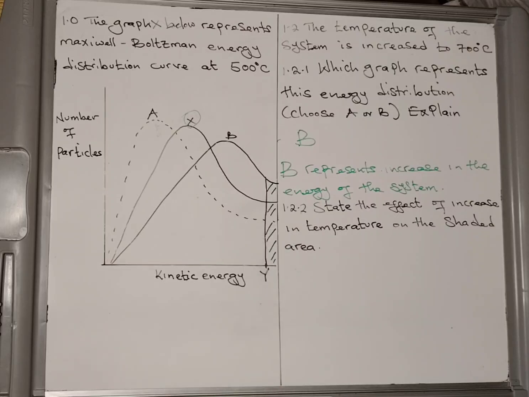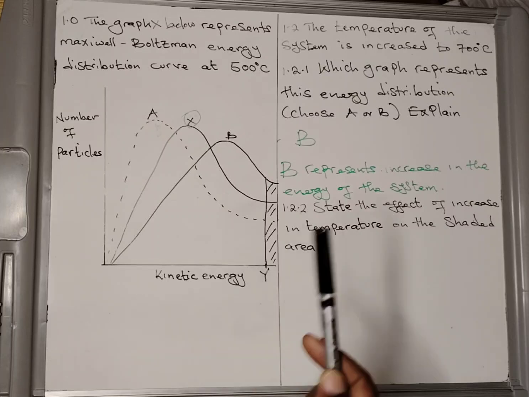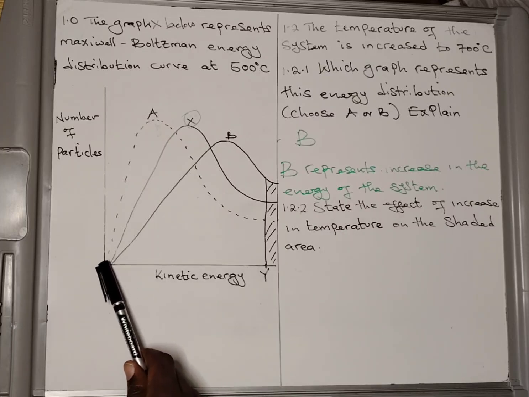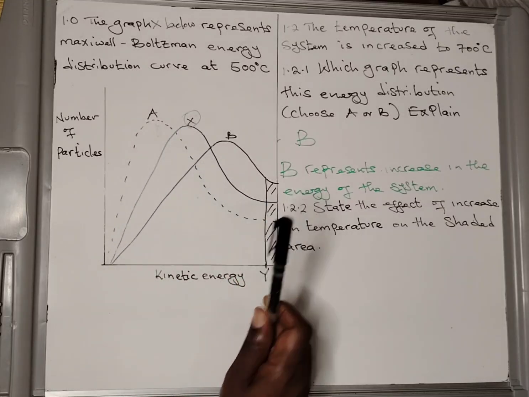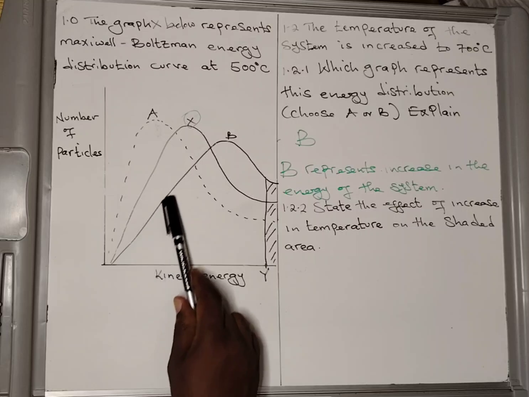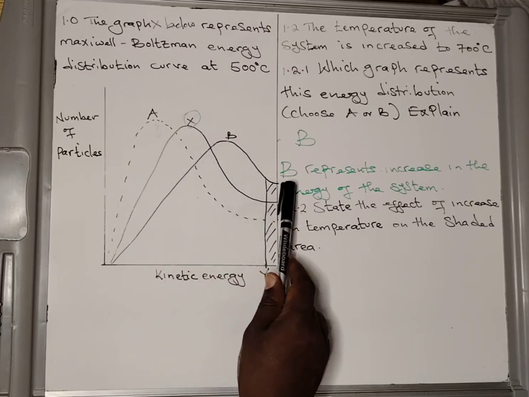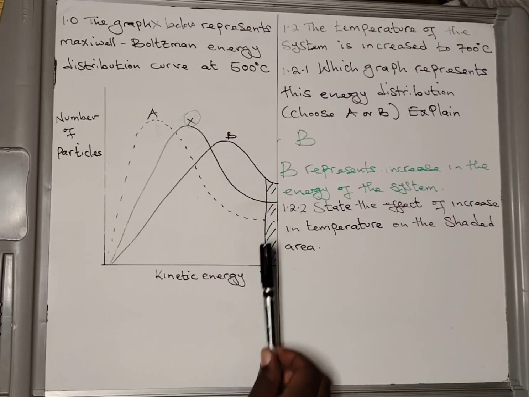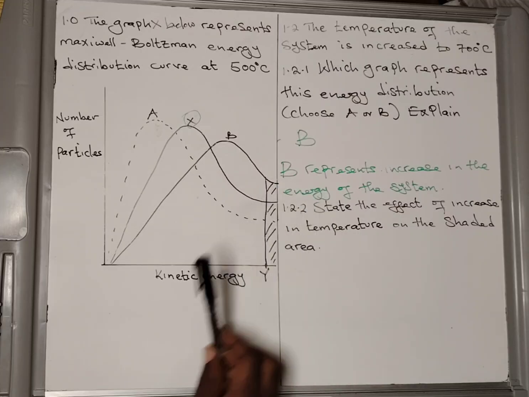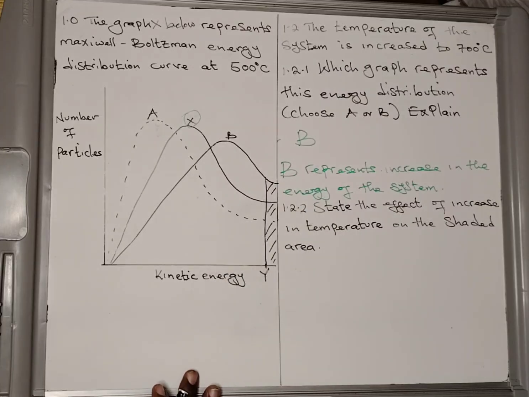You have to remember that the shaded area represents the number of particles with enough energy to react. You can even see it here. If you follow graph X, it goes like this and passes here. But when you come to graph B, it goes like this one. So you see that graph B is higher. When you compare these two areas, the area for graph B on the shaded part is higher. So the answer is increase.